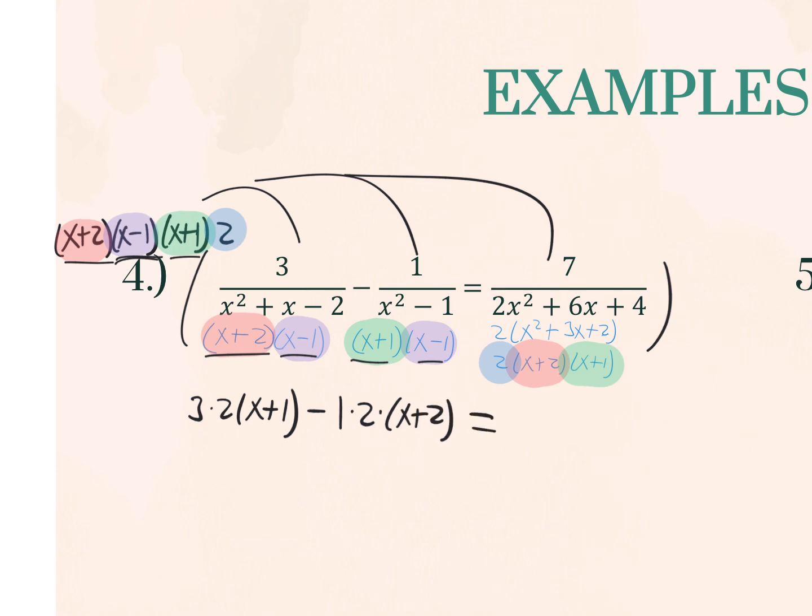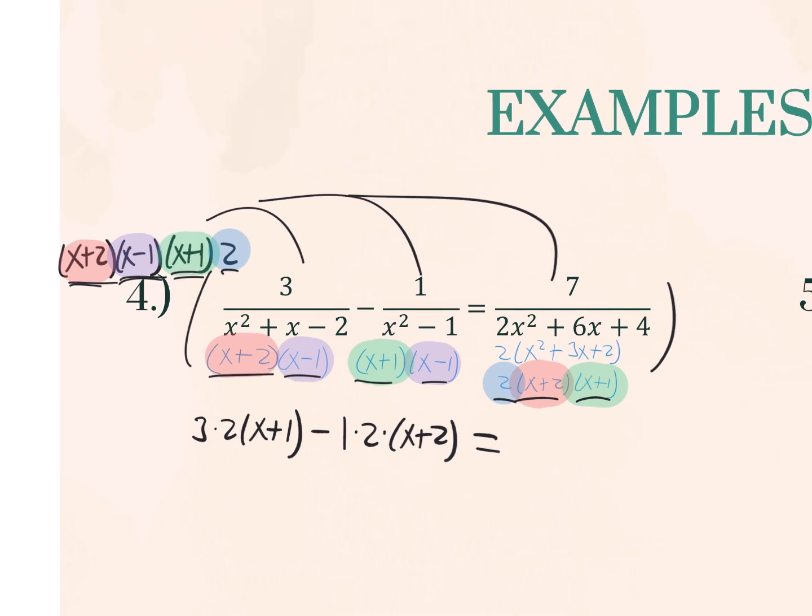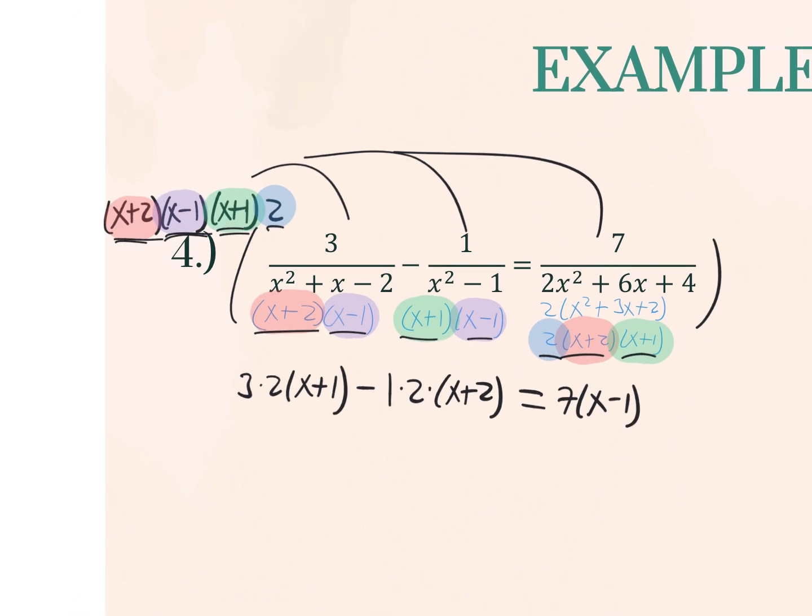On the other side of the equation, the 2 is going to cancel out with that 2. The x plus 2 is going to cancel with the x plus 2, and the x plus 1 is going to cancel with the x plus 1. You're just left with the x minus 1, so 7 times x minus 1.